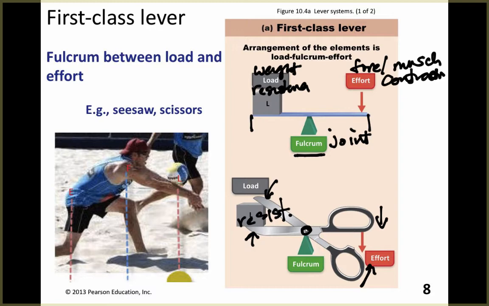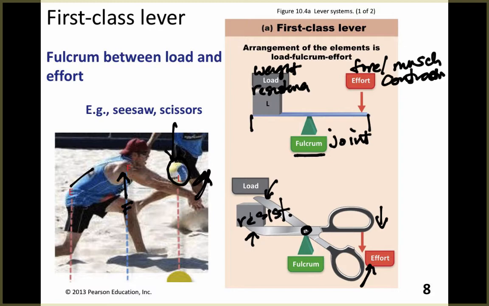So in this picture you can see the fulcrum right here, that shoulder joint, and you want your arms to go this way. The load is this ball coming down, and the effort is coming from your muscles towards the back to lift your arms up. So this is a perfect example in the body that uses a first class lever system.